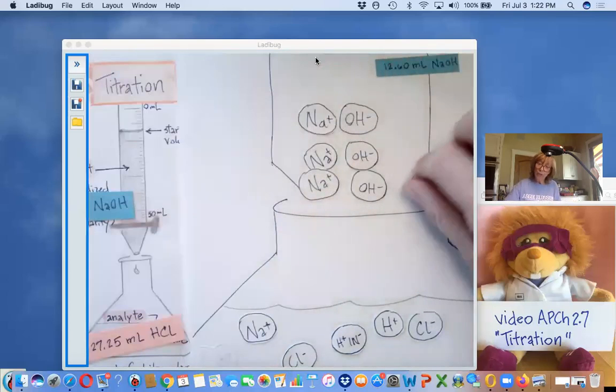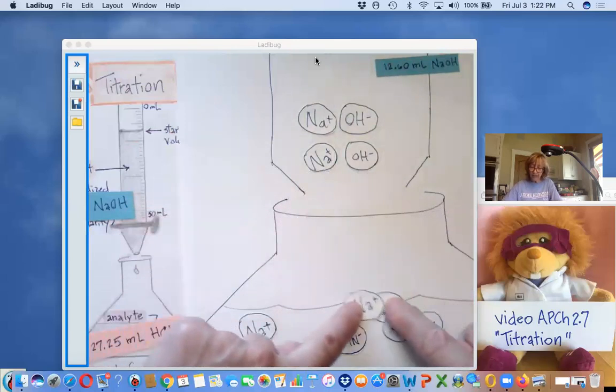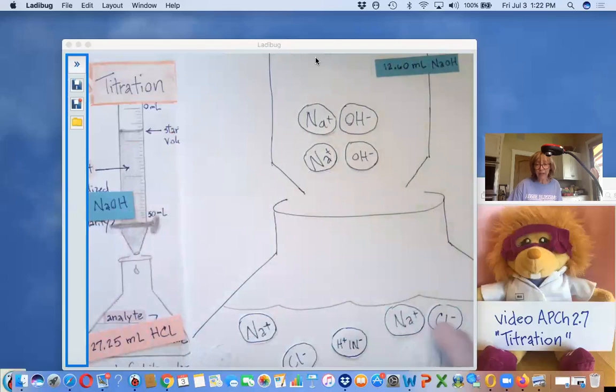I'm going to open up the burette and add a little bit more. So here comes a bit. When it hits the analyte, the hydrogen and the hydroxide find each other and form the molecule water. And I've made even a little more salt for my salt water. Now, all of the HCl at this point has been reacted. It's gone. But my eyes don't know that.